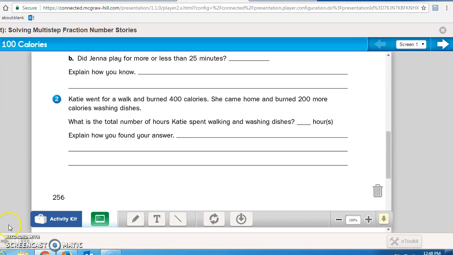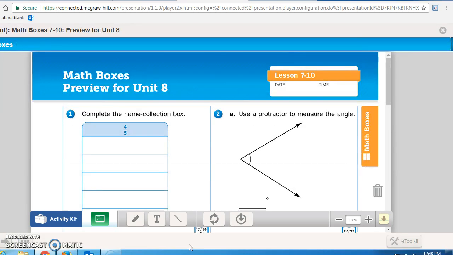256 and 257 are assessment check-ins. So when you complete them, please bring them up to me and I will check it off. Pause the recording now and do those 2 pages. After I've checked Math Journal pages 256 and 257, I want you to do Math Journal page 255.